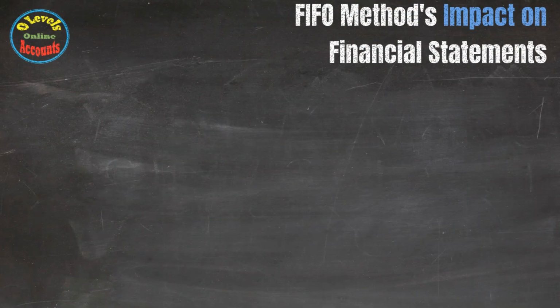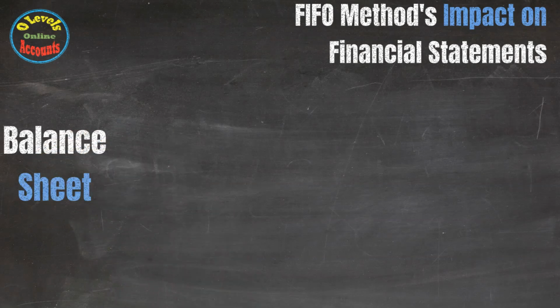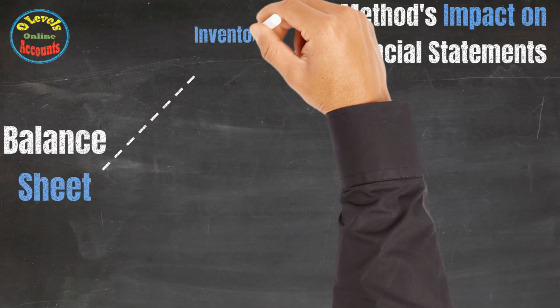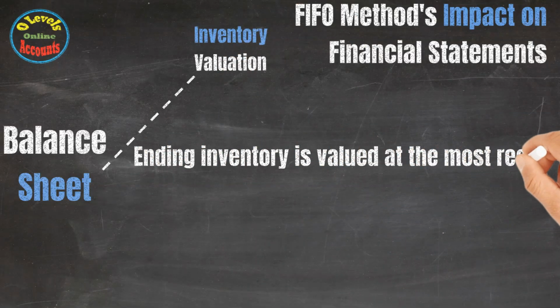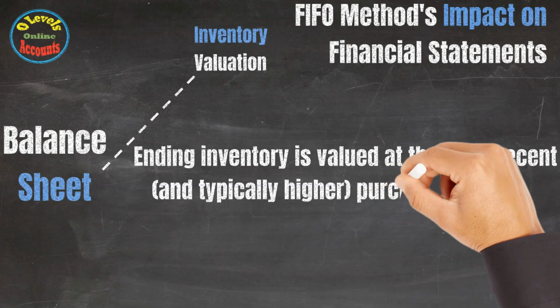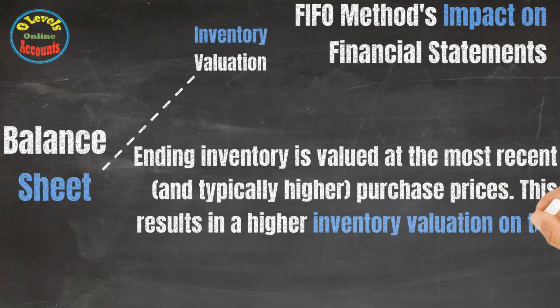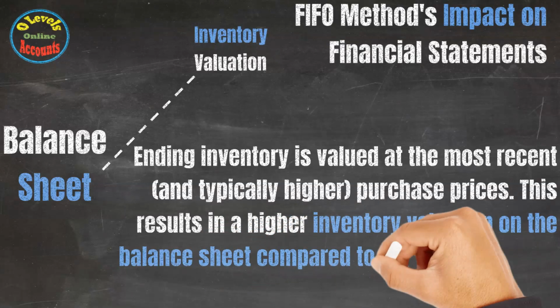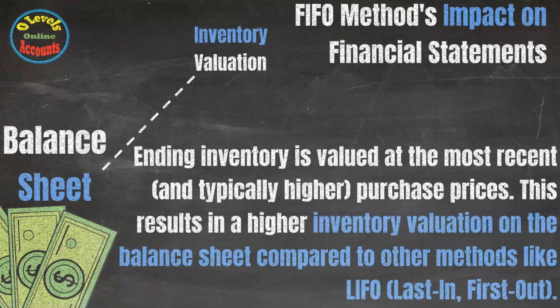In this slide, we will discuss the impact on financial statements when we record inventory through FIFO. In the balance sheet, the first impact is on inventory valuation. Ending inventory is valued at the most recent, and typically higher, purchase prices. This results in a higher inventory valuation on the balance sheet compared to other methods like LIFO.